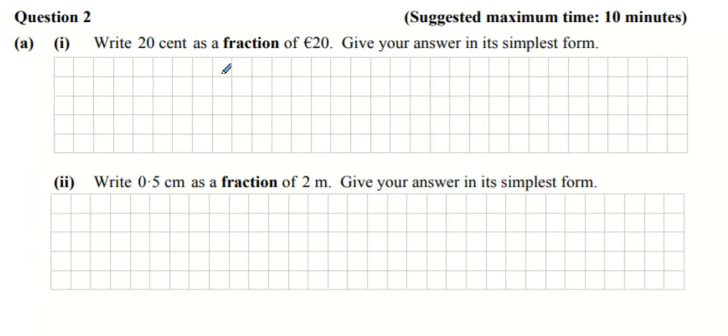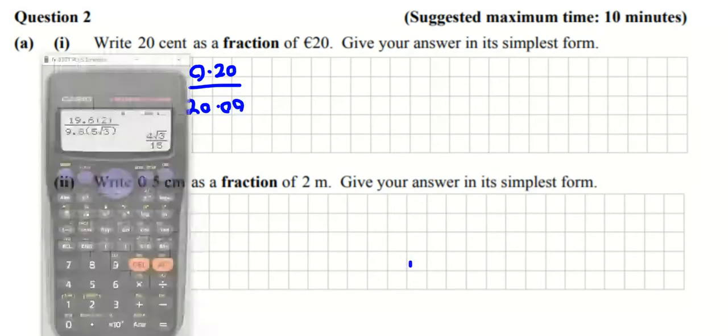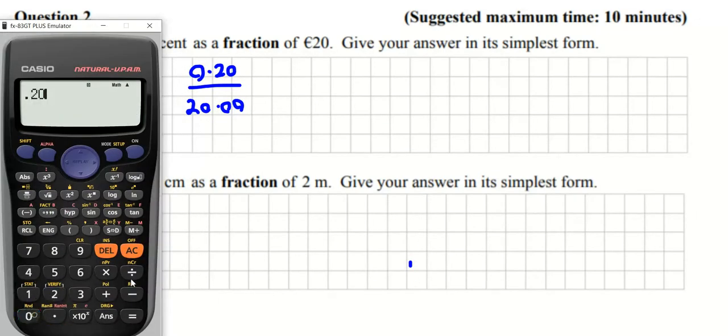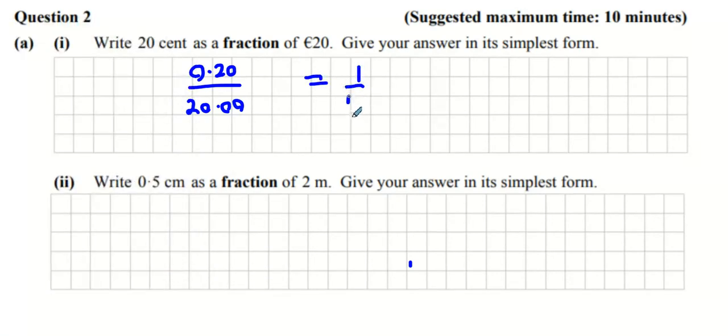Write 20 cent as a fraction of 20 euro. Give your answer in its simplest form. So we've got 0.20 divided by 20.00. You can put that into the calculator: 0.20 divided by 20 euro, and you get 1 over 100. Okay, so it goes in 100 times.